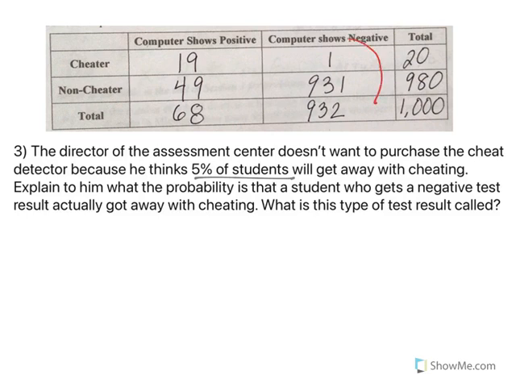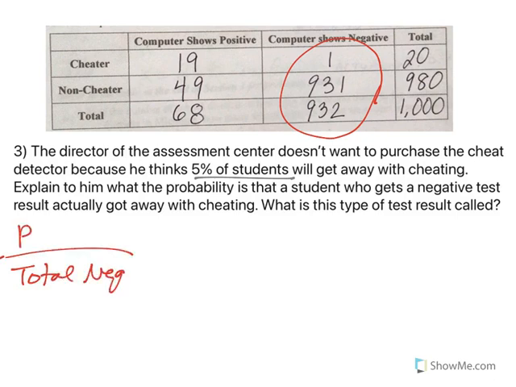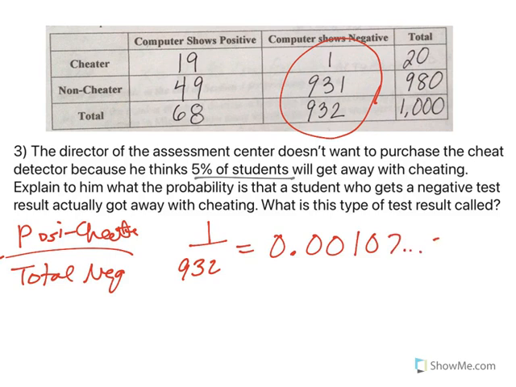Okay, so now we're looking at the negative test results. So we're looking at the total negative over the ones who actually cheated. So there's 1 out of 932. When I divide 1 by 932, I get 0.00107, and so on, which is roughly 0.1%, because you move the decimal 2 places to make it a percent. 0.1% of students are going to get away with cheating.